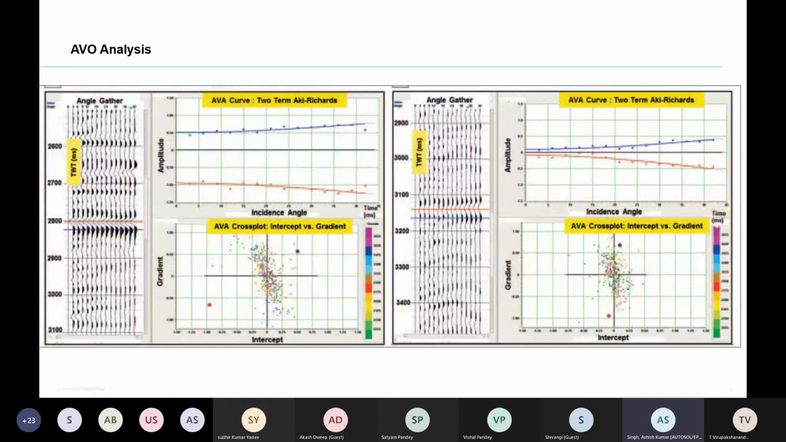Because, okay, we can see that the lower reservoir is basically a class 2 reservoir sand. That's why the impedance value, the intercept, was showing very feeble there. So we have investigated, right?